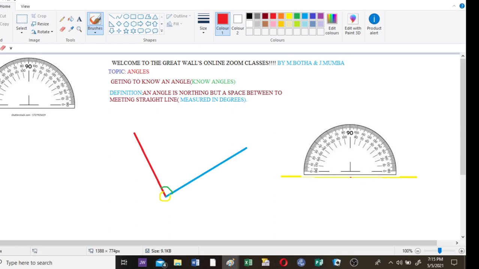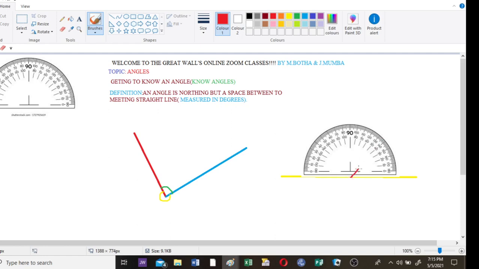Now from this, we want to measure an angle of 45. So you start counting from here, 0, using the inner scale, 0, 10, 20, 30, 40, right? Now to count 45, you have 5 units in between. So 45 will be between 40 and 50. There we're going to find 45.